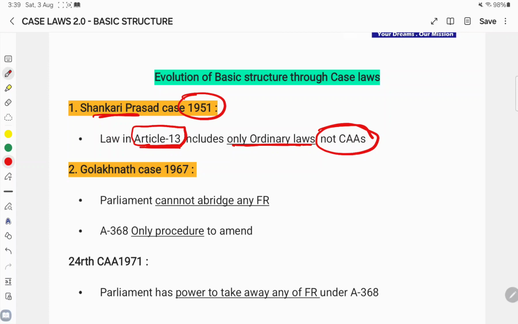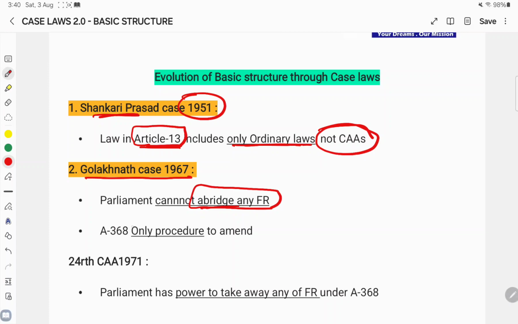So this was the narrow interpretation of Article 13, which was challenged or overturned by the Golaknath case in 1967. In the Golaknath case, the Supreme Court said that Parliament can amend parts of the Constitution, but cannot abridge any fundamental rights. So the Golaknath case gave immunity to the fundamental rights from the amendment power of Parliament.